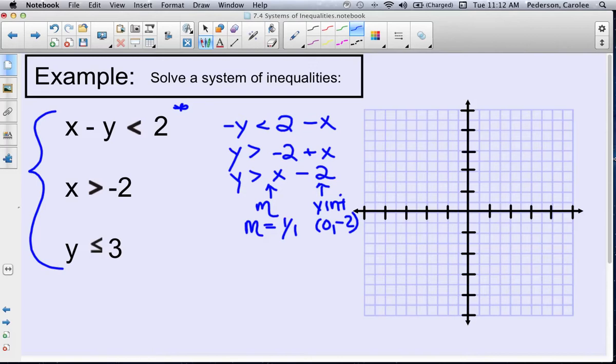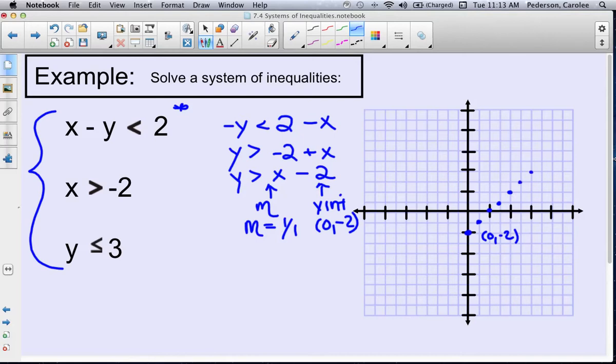So let's pretend we're graphing the line first. So we start with our y-intercept of negative 2, and we're going to do our rise over run. So we're going to rise 1, run 1, and just continue that pattern for a little bit.